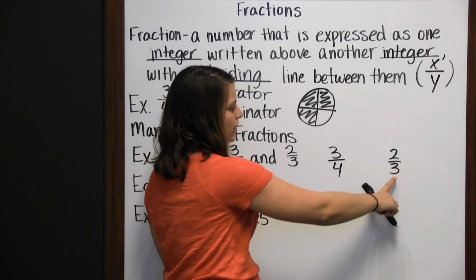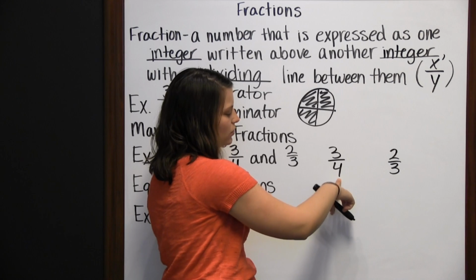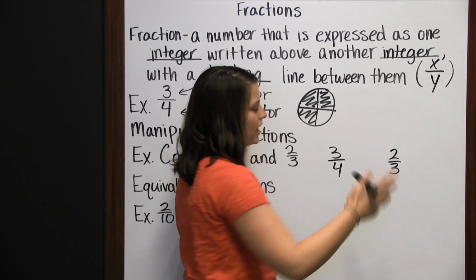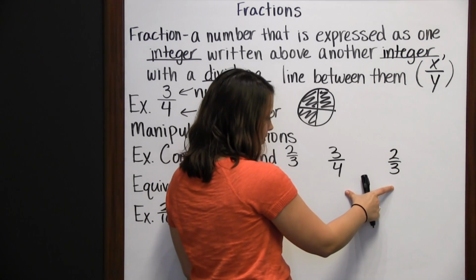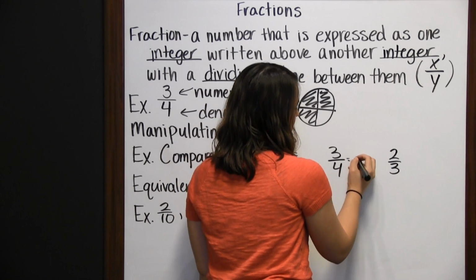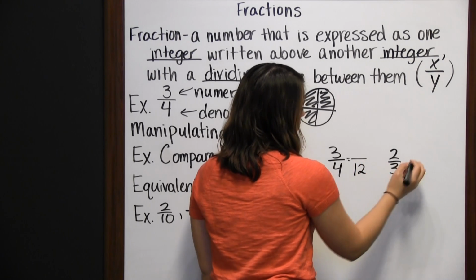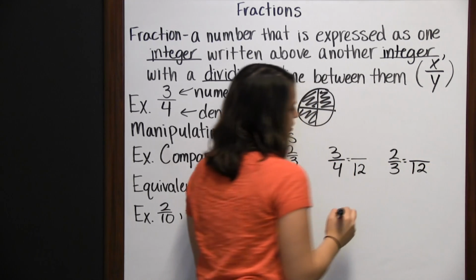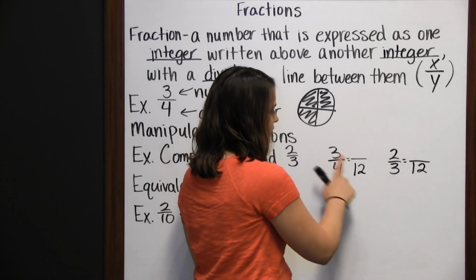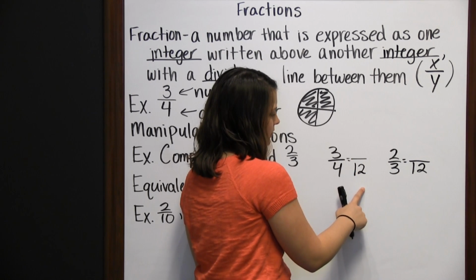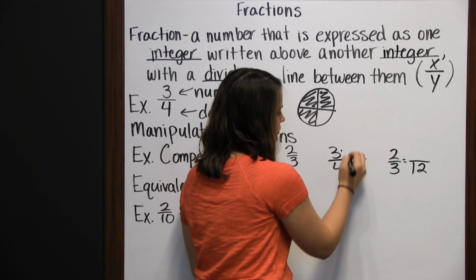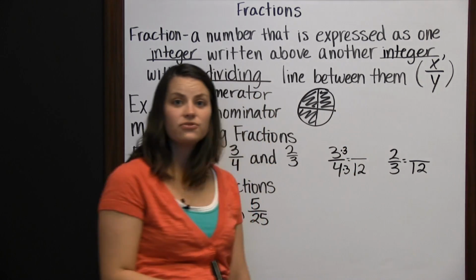So the multiples of 4 and 3, 4 is 4, 8, 12, 16, etc. 3 is 3, 6, 9, 12, 15, 18, etc. So the least common multiple between 4 and 3 is 12. So that means I want to change this fraction to something over 12. Same with my other fraction. What I'm doing is creating an equivalent fraction. 3/4 is equal to something over 12. So I'm going to multiply my numerator and my denominator both by 3 to achieve that denominator of 12.